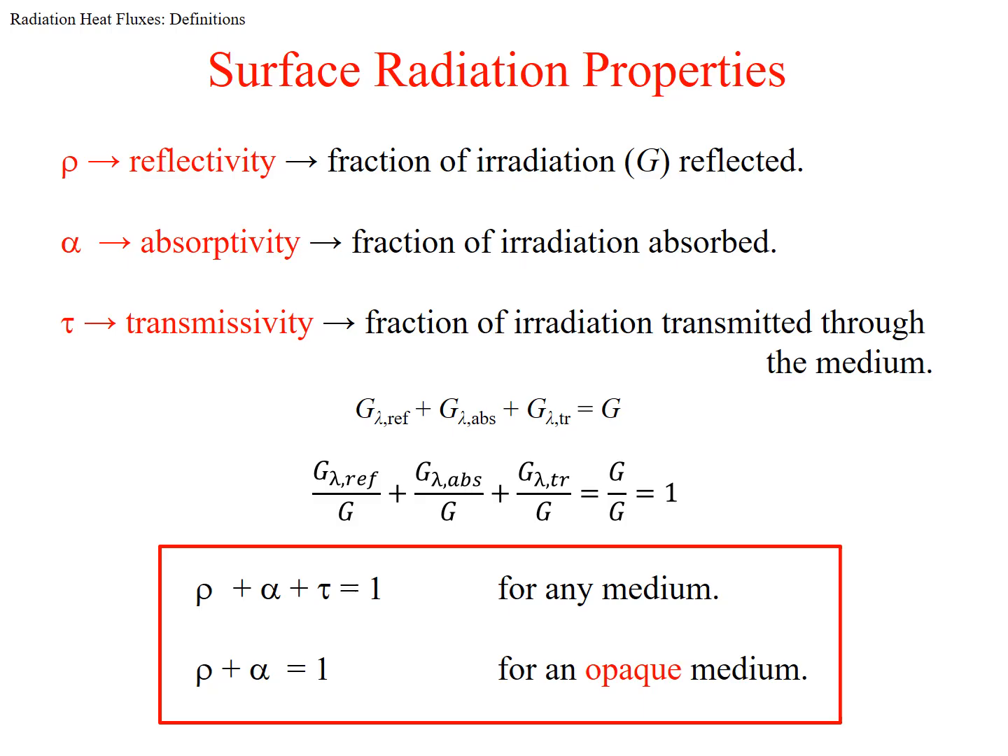In other words, for any medium, if you have rho plus alpha plus tau equals 1, and you have two of these properties, you can define the third one. Or in an opaque surface, if I know what my absorptivity is, I can define what my reflectivity is, because whatever is not absorbed is going to be reflected.